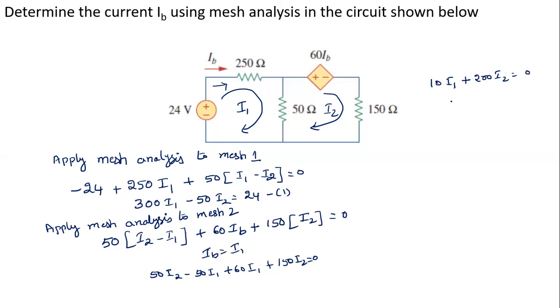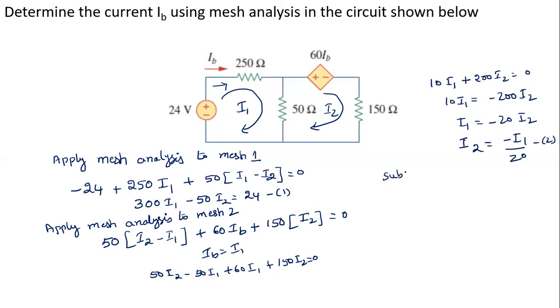So from this, 10 I1 equals minus 200 I2. So I1 equals minus 20 I2. So what is I2 equal to from this? I2 equals minus I1 by 20. Let this be equation 2.